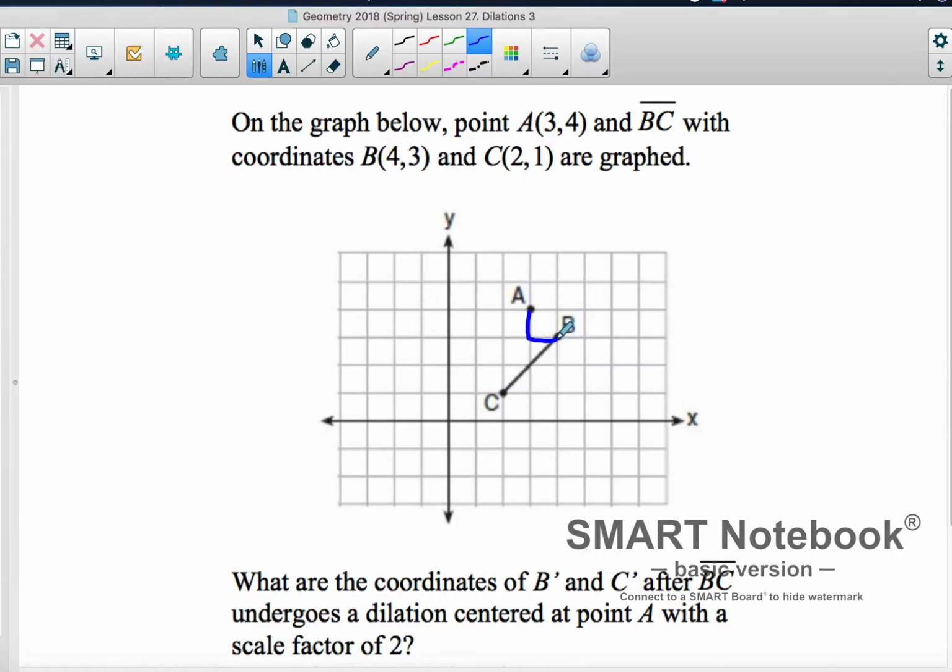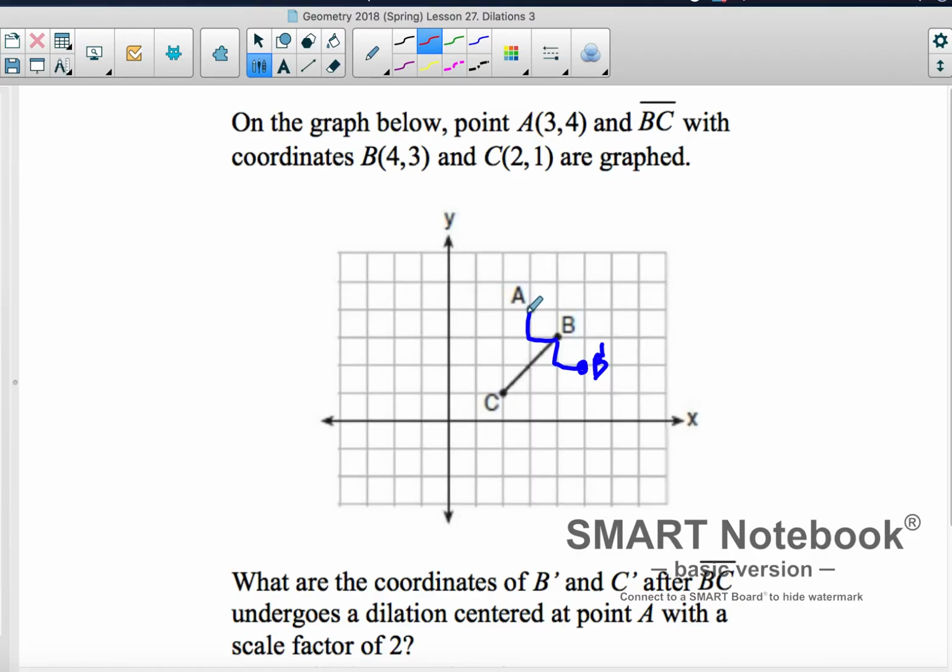And then from A to B again, we're going to go down 1 and over 1 again. And that would be 2 times there. And that would be B prime. Okay? And then we're going to do the same thing for C. So let's take a look at C.